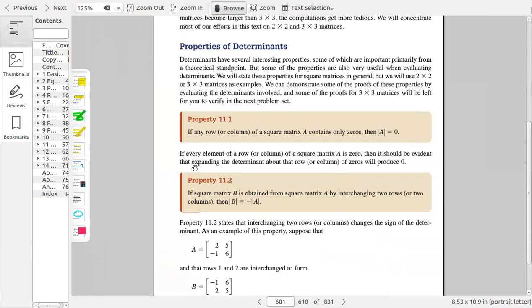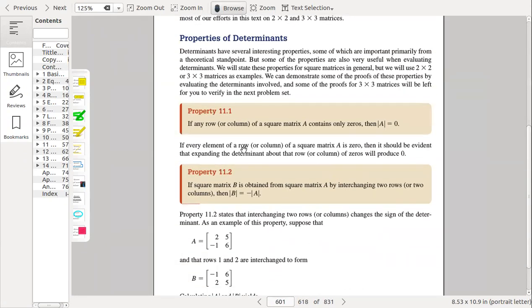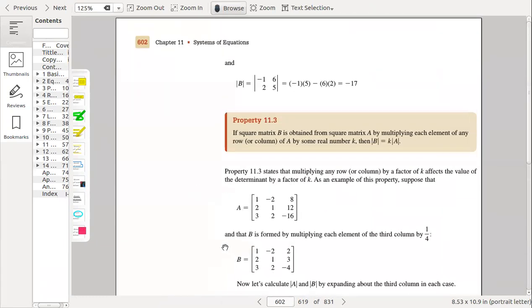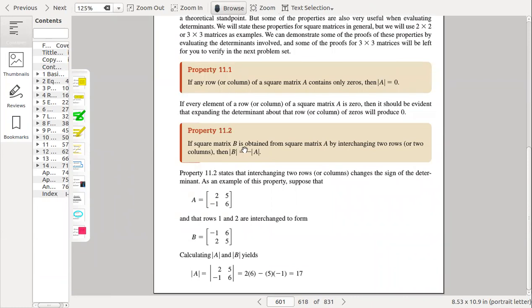Okay, the first property is simple. So what is the first property? If any row or any column of a square matrix has all zeros, then the determinant is 0. And the second property is, if square matrix B is obtained from square matrix A by interchanging two rows or two columns, then the determinant of B equals minus the determinant of A.